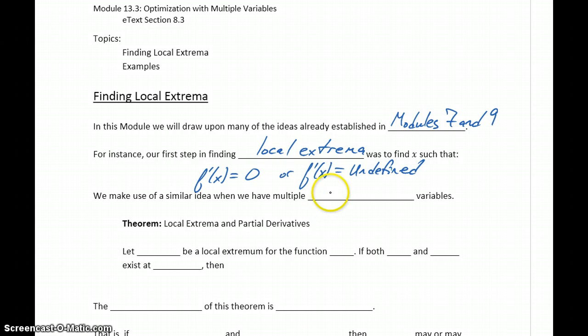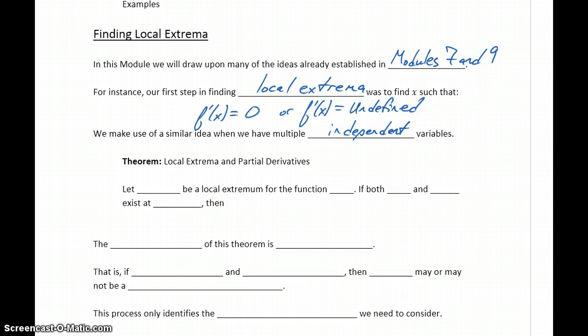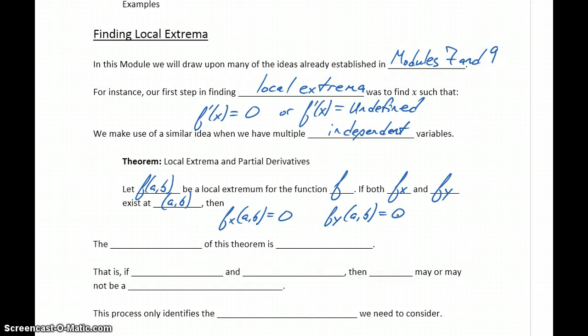So we're going to make use of a similar idea when we have multiple independent variables. And this idea can be summarized by this theorem regarding local extrema and partial derivatives. If we let f of (a,b) be a local extremum for the function f of (x,y), and both f differentiated with respect to x and f differentiated with respect to y exist at the point (a,b), then the derivative of our function with respect to x at the point (a,b) should be equal to 0, and the derivative with respect to y evaluated at a and b should also be equal to 0.